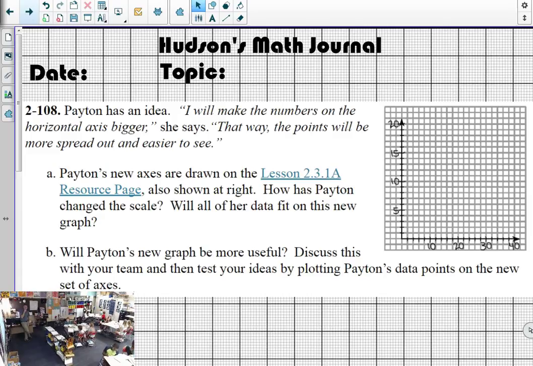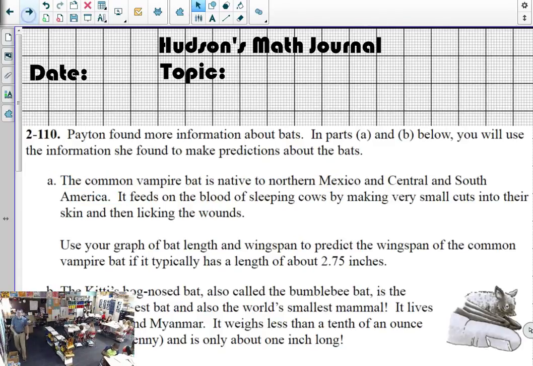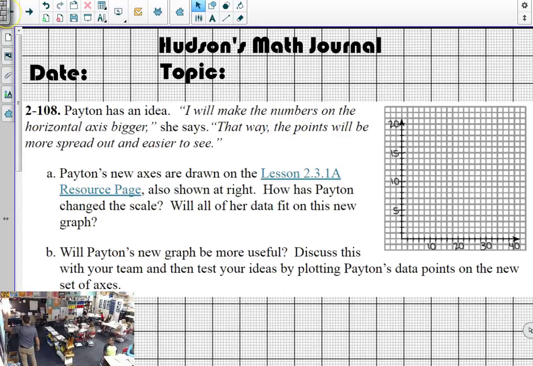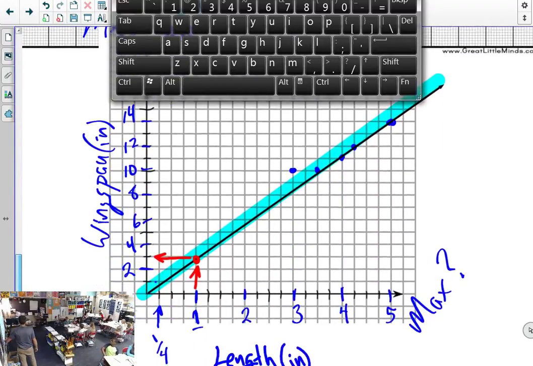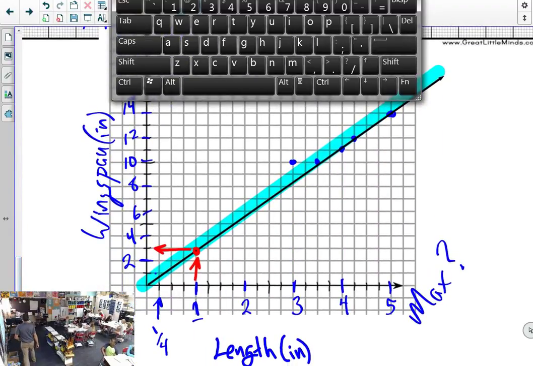So Peyton's got that. Sorry, that's the same page. I forgot that I keep cloning. So 110. We're almost out of time. Predict 2.75 inches using your graph that we just made. Predict if the bat was a length of 2.5 inches. I'm going to go back to that graph since it's super giant. 2.75 inches in length.